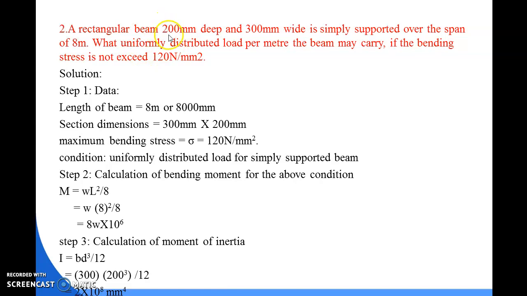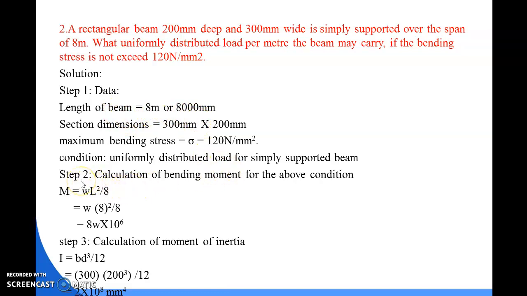So here you can see the dimension of the beam is given and the beam is simply supported, as support is given. So dimension is D equal to 200 mm and B equal to 300 mm. The total span of the beam is 8 meter. And the stress value is given here, which is 120 Newton per mm square. So we should write these values here.